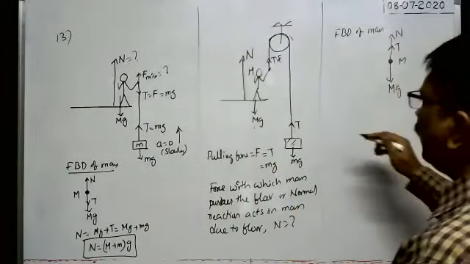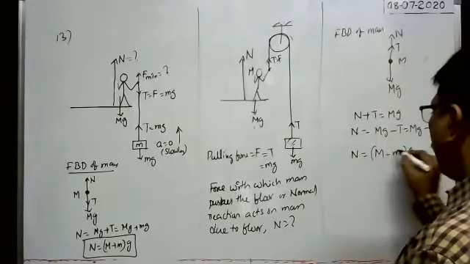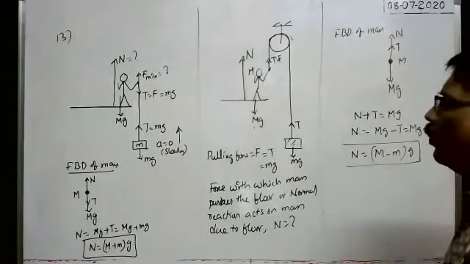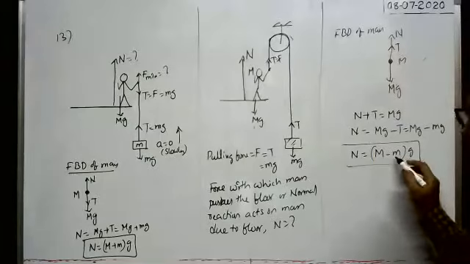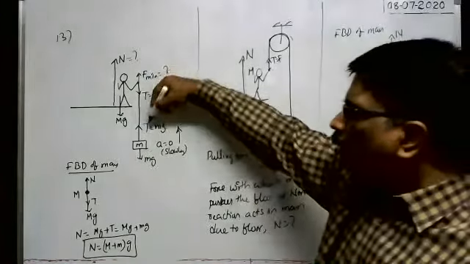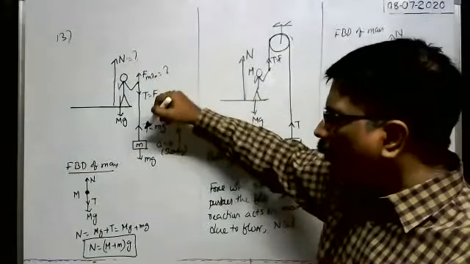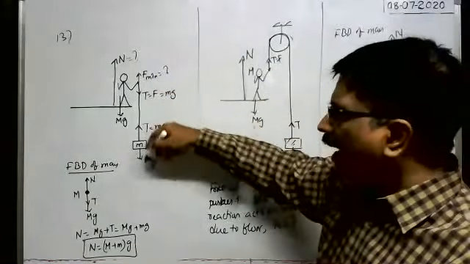That is equal to Mg minus T, meaning small mg. So therefore, N is equal to (M minus m) into g. So the force with which the man pushes the floor is equal to (M minus m) into g. When you pull the block or bucket directly by means of a rope, the force with which he pushes the floor is equal to (M plus m) g. That means in this case, with more force we have to push.